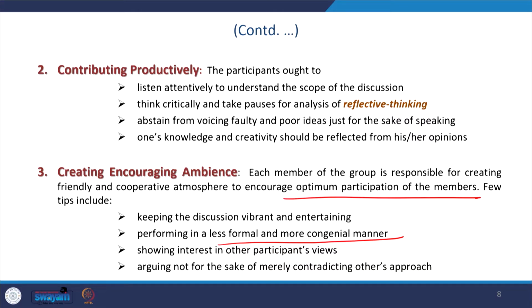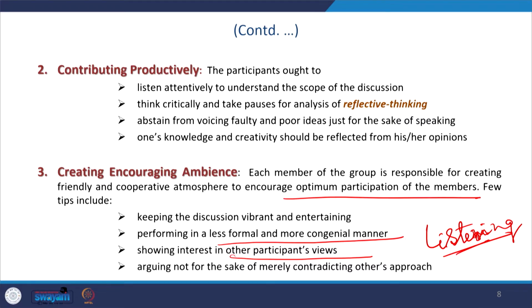You should also show interest in other participants' views. How is this possible? Only through your listening, my dear friend. We have already discussed listening. You have to be a very good listener in order to be a good speaker, isn't it? So, practice listening, my dear friend. Listen and then contribute. And when you listen, half the battle is already won.